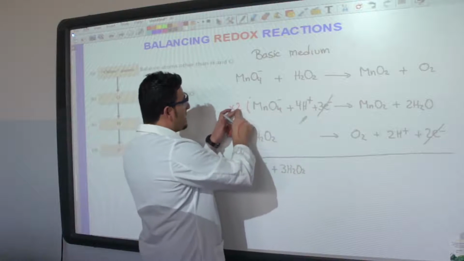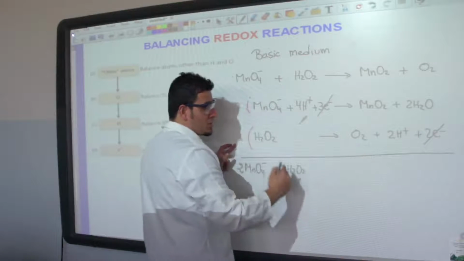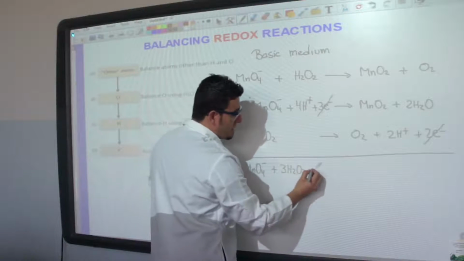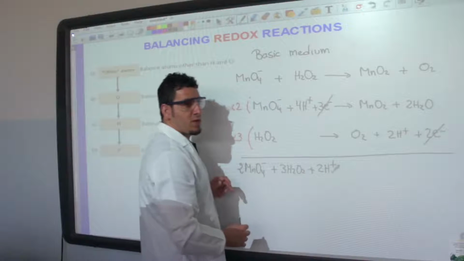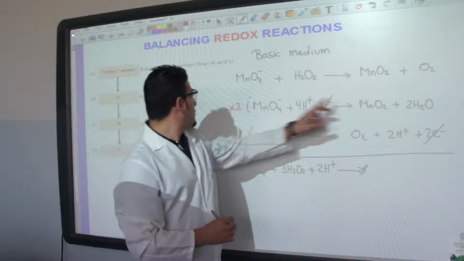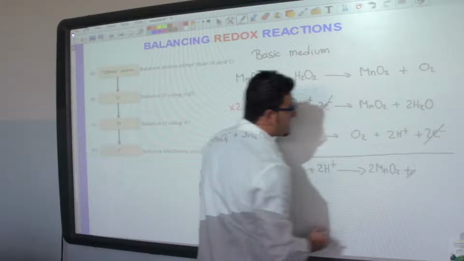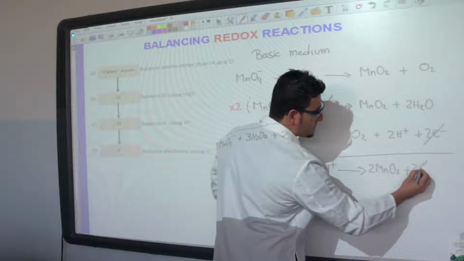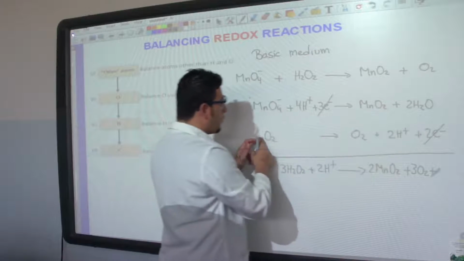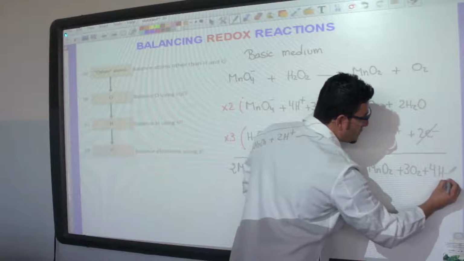Now, for electrons and electrons, I will cancel them out. For H plus, 8H plus on the reactant side and 6H plus on the product side. So I will take the 6H plus from the product side, from 8H plus, and the remaining is going to be 2H plus. Okay? That's going to give 2 manganese oxide, 2 MnO2, plus 3 O2, plus, now, water, I do not have water on the reactant side, so it's going to be 4H2O.